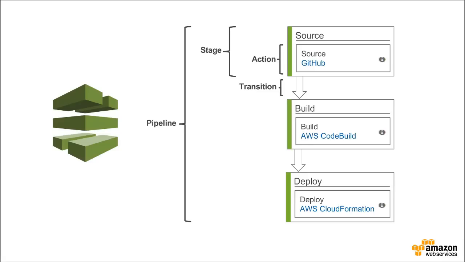And so here's an example pipeline. Here we have a pipeline of 3 stages: a source stage, a build stage, and a deploy stage. We have within each stage actions, 1 or more actions. So here we have 1 action in each stage. And after those actions in the stage run, we have a transition to the next stage. So here we're getting code from our GitHub source code repository. We are building our code using AWS CodeBuild, and then we're using AWS CloudFormation to run a deployment to change our environment to deploy our new revision.